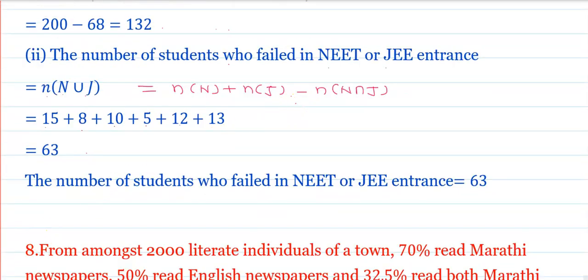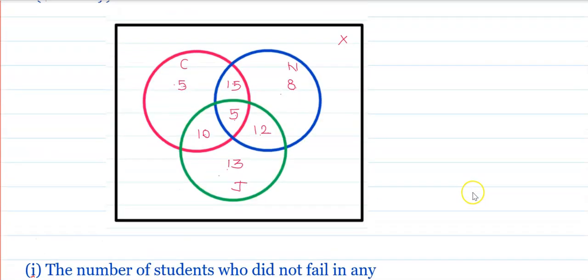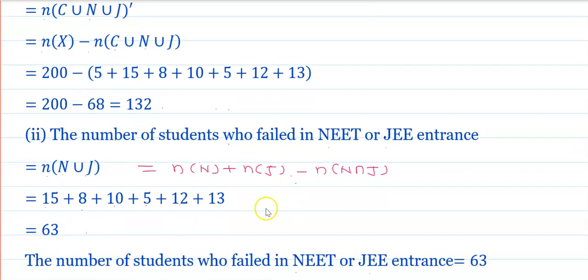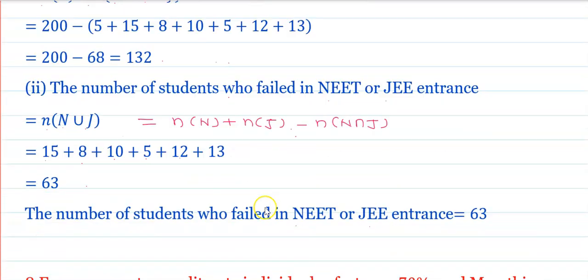If you take their total, then you will get 63. And therefore, the number of students who failed in NEET or the JEE entrance equals 63. You calculate only the sum of all these: 15 plus 5 plus 10 plus 13 plus 12 plus 8, or you can use this formula. Now the next example.